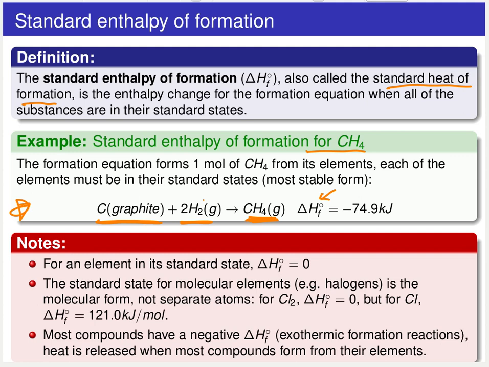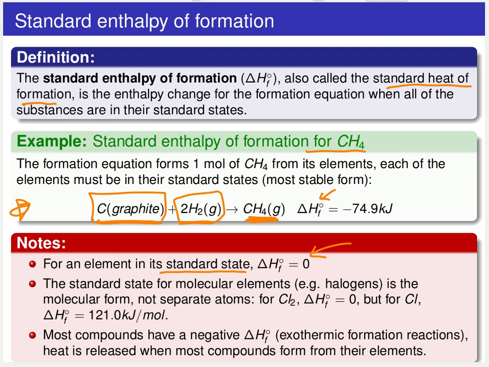Okay. So a couple notes here. For any element in its standard state, well, remember the definition of the standard state. That was our sea level here. That is the 0 point. So as a result, the enthalpies of formation for, in this case, the graphite and H2 are 0, right? They are already at sea level.